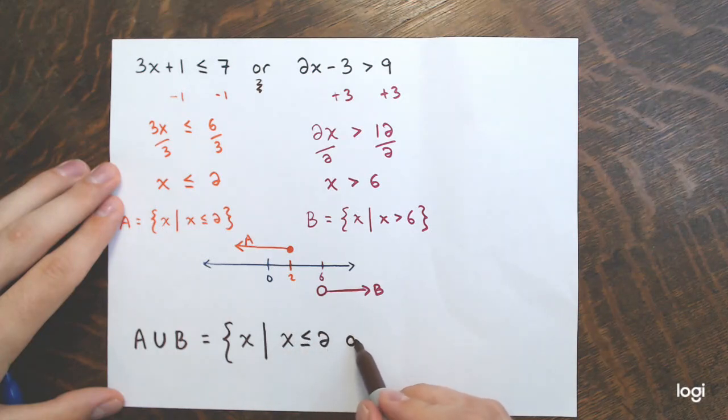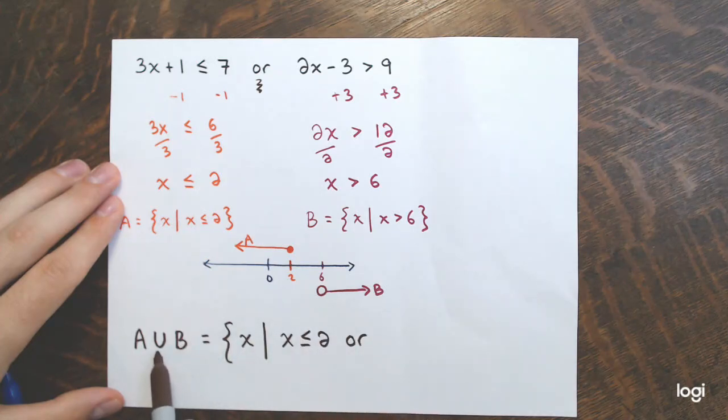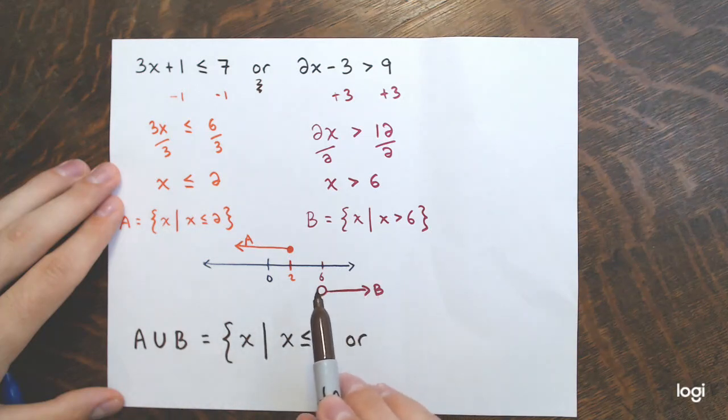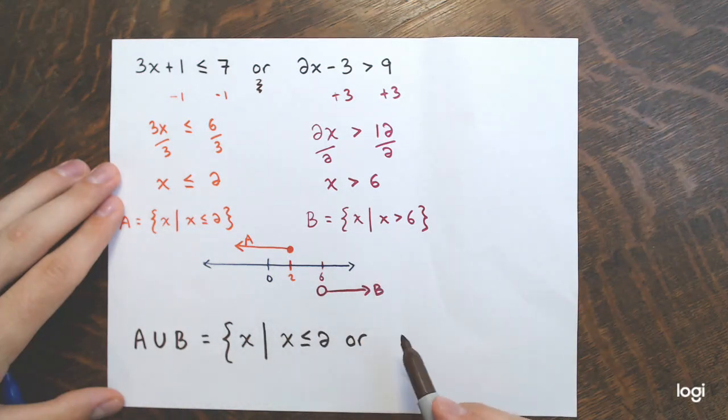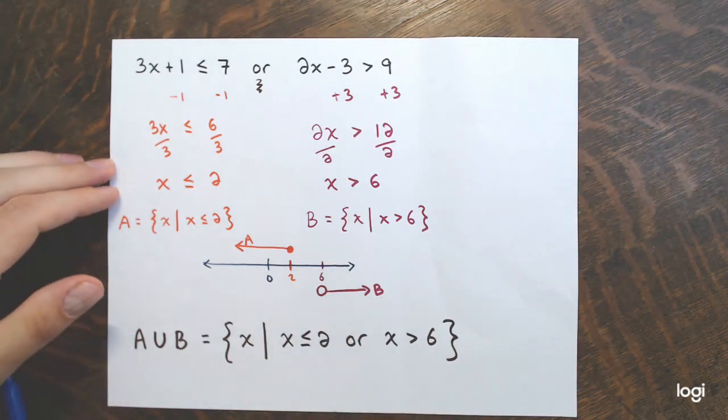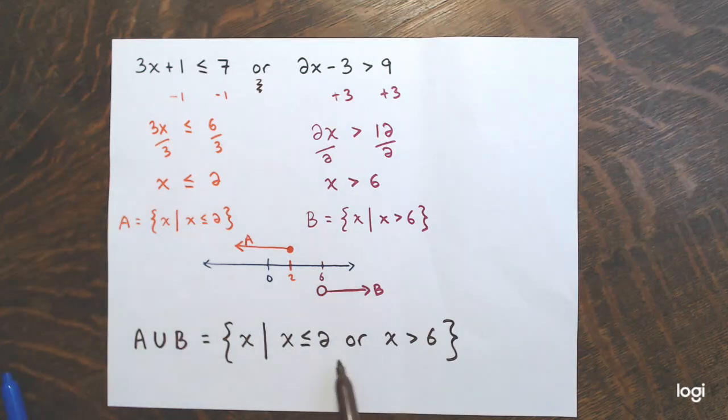And then again, the word or, please write the word or. Because I'm seeing union here, the word or should be involved. And then all these numbers that are in set B, all the numbers greater than 6, also belong to this union. And that's it. Again, there are no numbers that belong to both. So that's a perfect description of all the solutions.